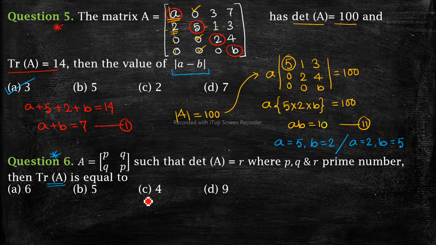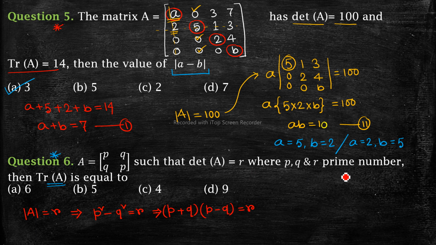Trace of A is already given, the determinant of A is given as R, and R is a prime number. Remember what the determinant value means: from here we can imply P square minus Q square is equal to R. From here again we can imply (P plus Q) times (P minus Q) is equal to R.